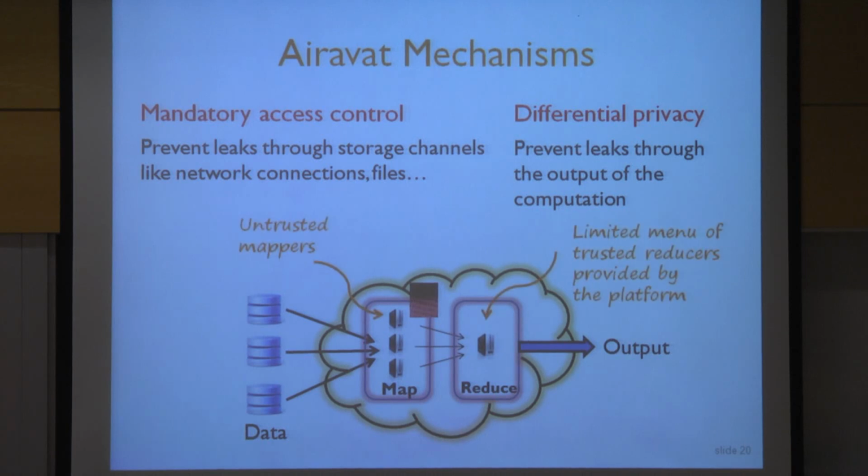In order to do this, we have to restrict the expressiveness of the code. In particular, we allow mappers to be arbitrary, untrusted. They could be any Java code, but we're going to enforce certain constraints on it. And we provide a very limited menu of stock trusted reducers. They're provided by the platform, and we cannot allow the program to use its own reducers because otherwise it becomes an information leak. So it has to use one of our reducers, and these are aggregation operators like summing, counting, and so on.